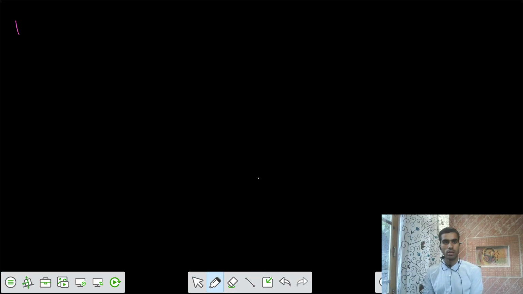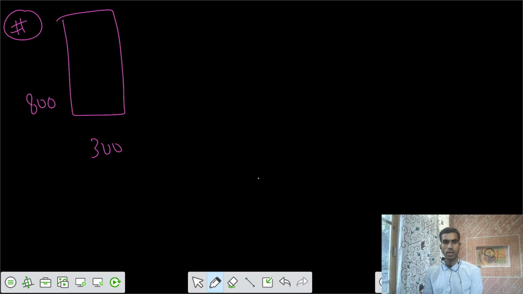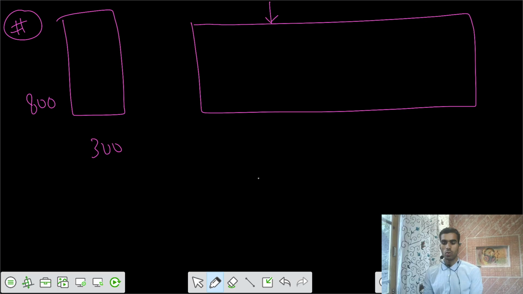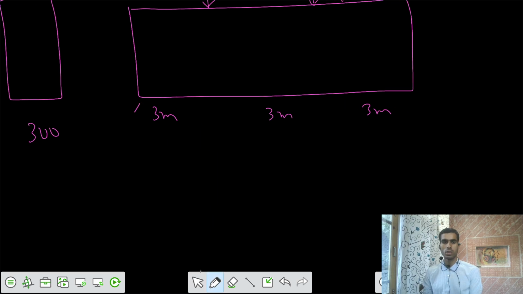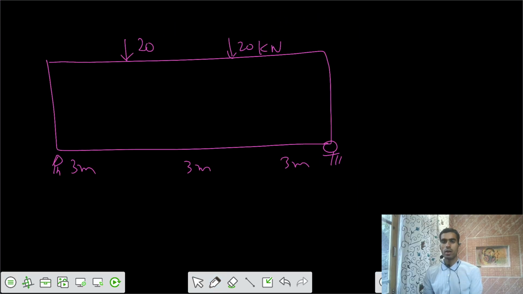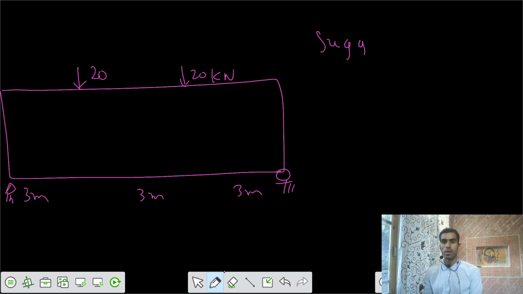Let's go for that. It's saying that we have a cross section 300 cross 800, and the beam is such that we have two loads of 20 kilonewton at the third points. Total beam is 9 meters. Simply supported prestressed beam, and it's saying that you have to suggest a cable profile. Now you tell me which cable you should suggest for that.